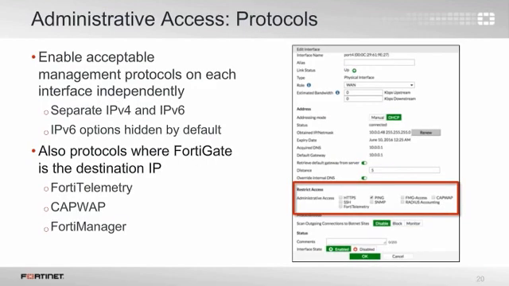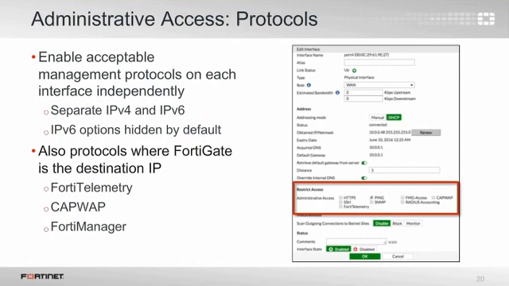We've defined the management subnet, that is, the trusted host, for each administrator account. How do you enable or disable management protocols? This is specific to each interface. For example, if your administrators connect to FortiGate only from port 1, you should disable all administrative access on all other ports. This prevents brute force attempts and also insecure access.